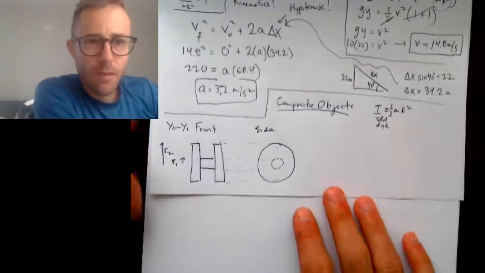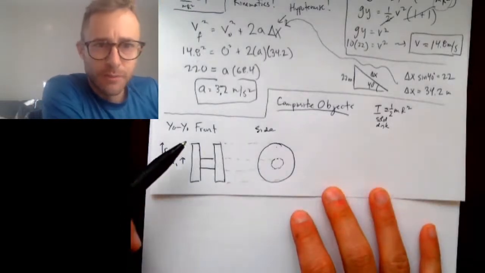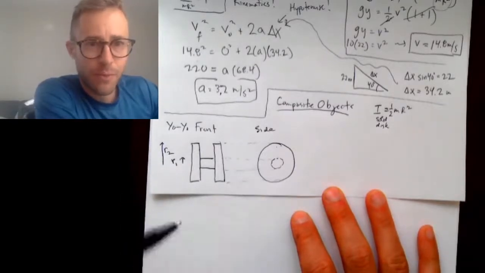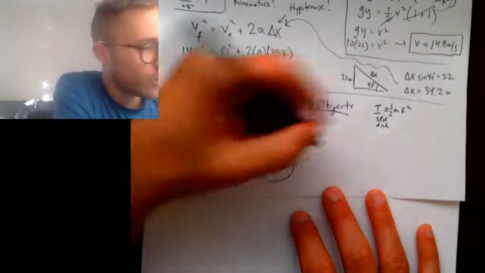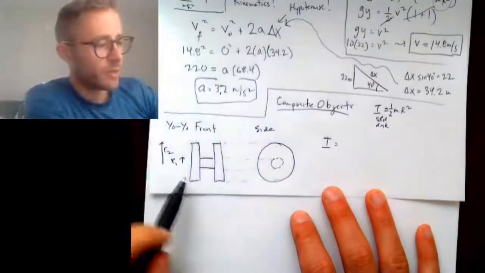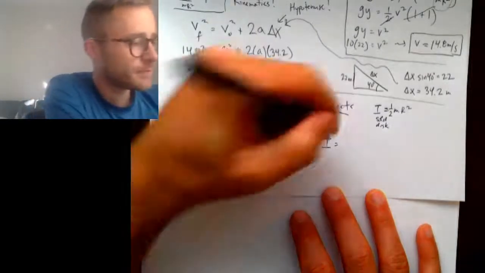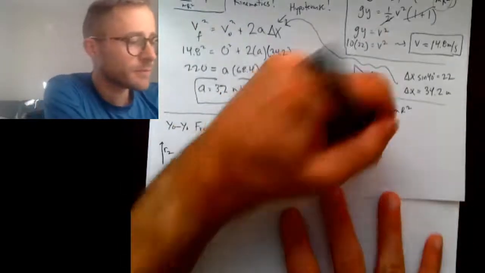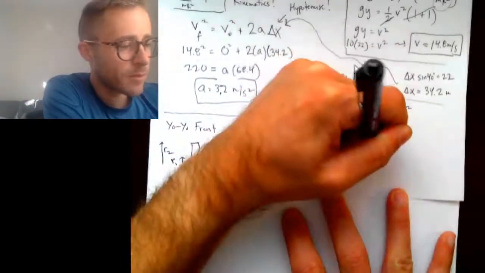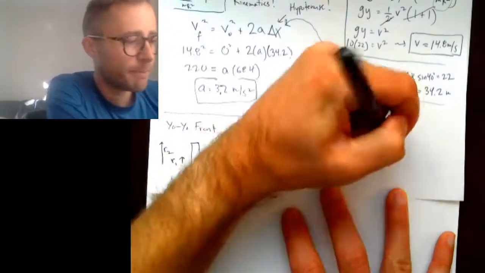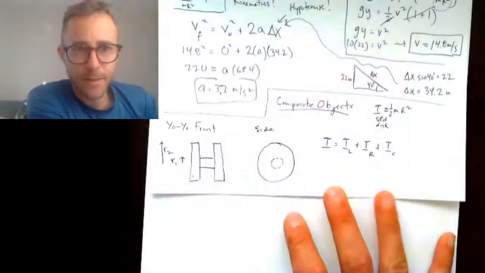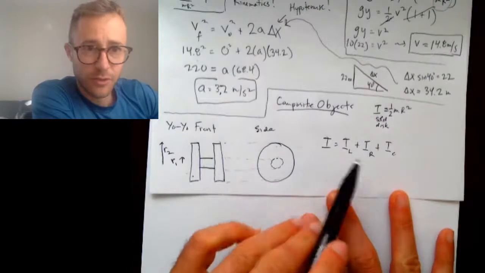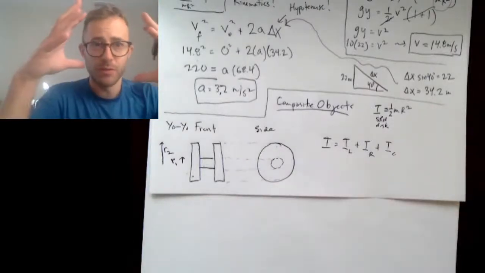So what if we have a yo-yo, which is basically made up of 3 disks? The total inertia of this yo-yo is going to be the inertia of the left side plus the inertia of the right side plus the inertia of the center part. So the inertia is just going to be the sum of the 3 parts that build up the yo-yo.